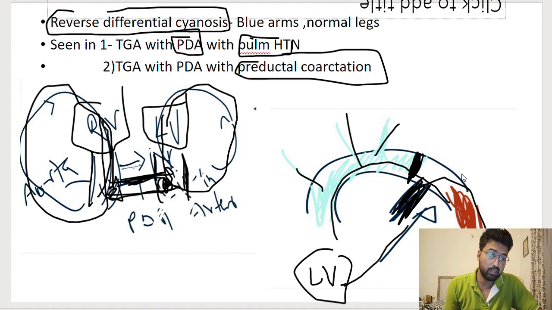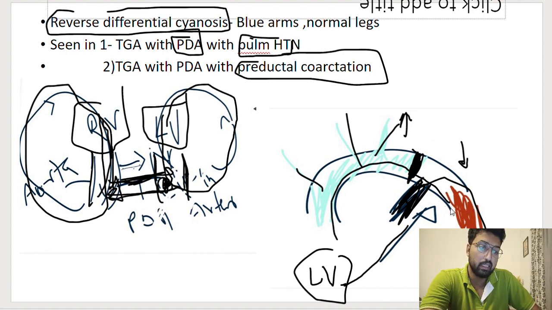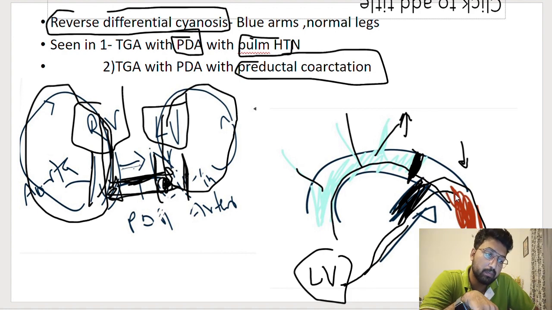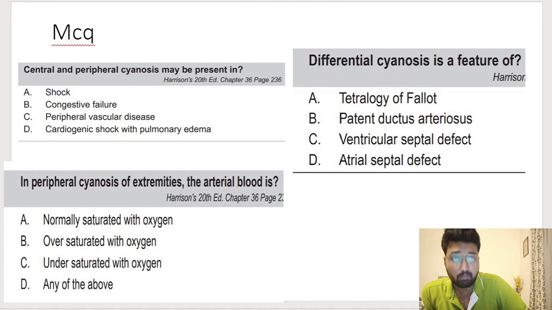Okay, so there is a narrowing here. Since it has become narrow here, pressure is very high before this narrowing and very low after this narrowing. So in this case, we do not need pulmonary hypertension. Blood will automatically come from the left ventricle to the low pressure area and go down. So in these two patients there will be reverse differential cyanosis. That is all about cyanosis.